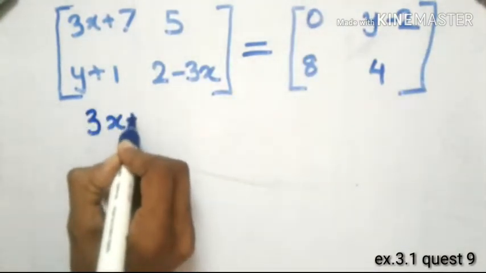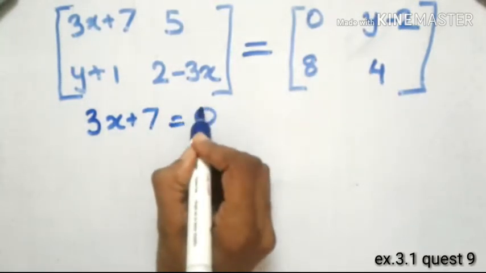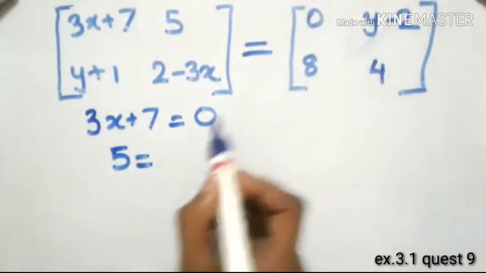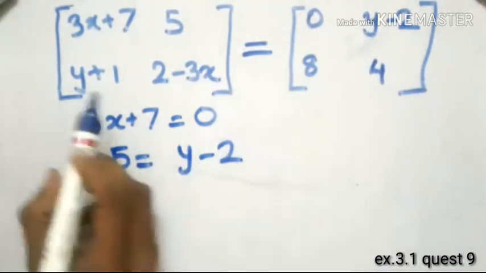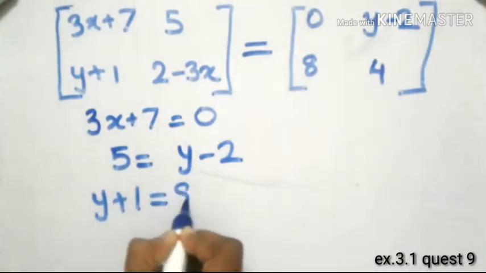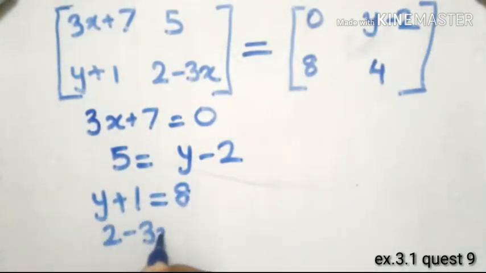So 3x plus 7 will be equal to 0. That is one equation we got. Then 5 is equal to y minus 2. That's another one. How about this? y plus 1 is equal to 8. 2 minus 3x is equal to 4.